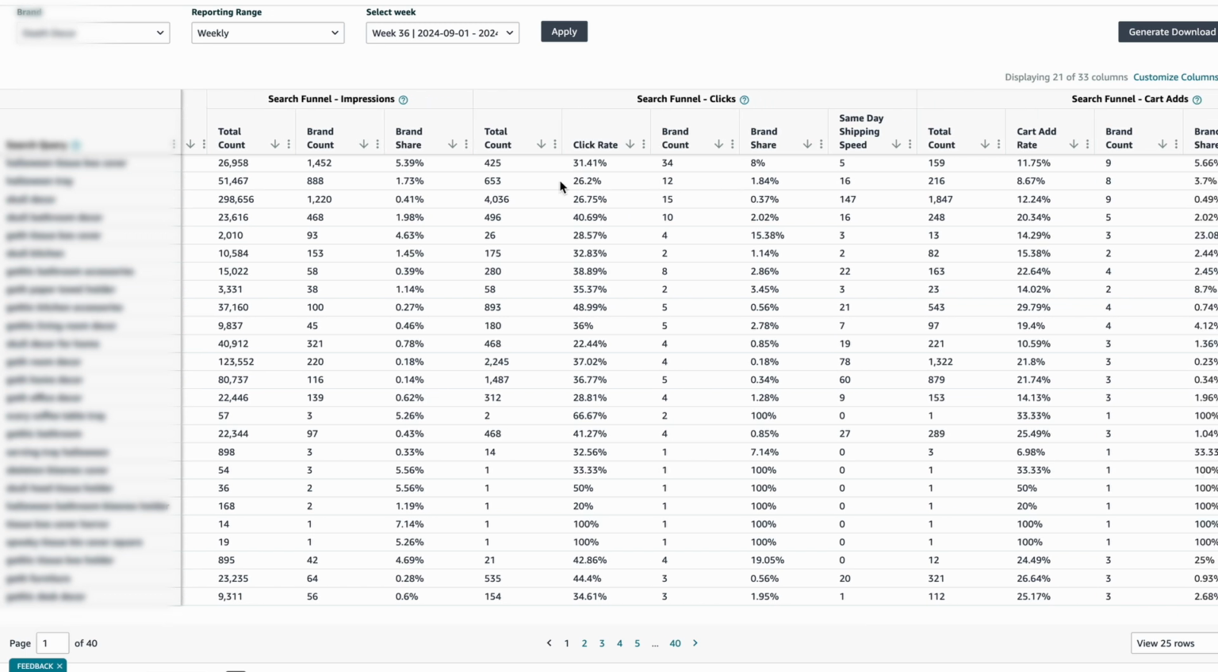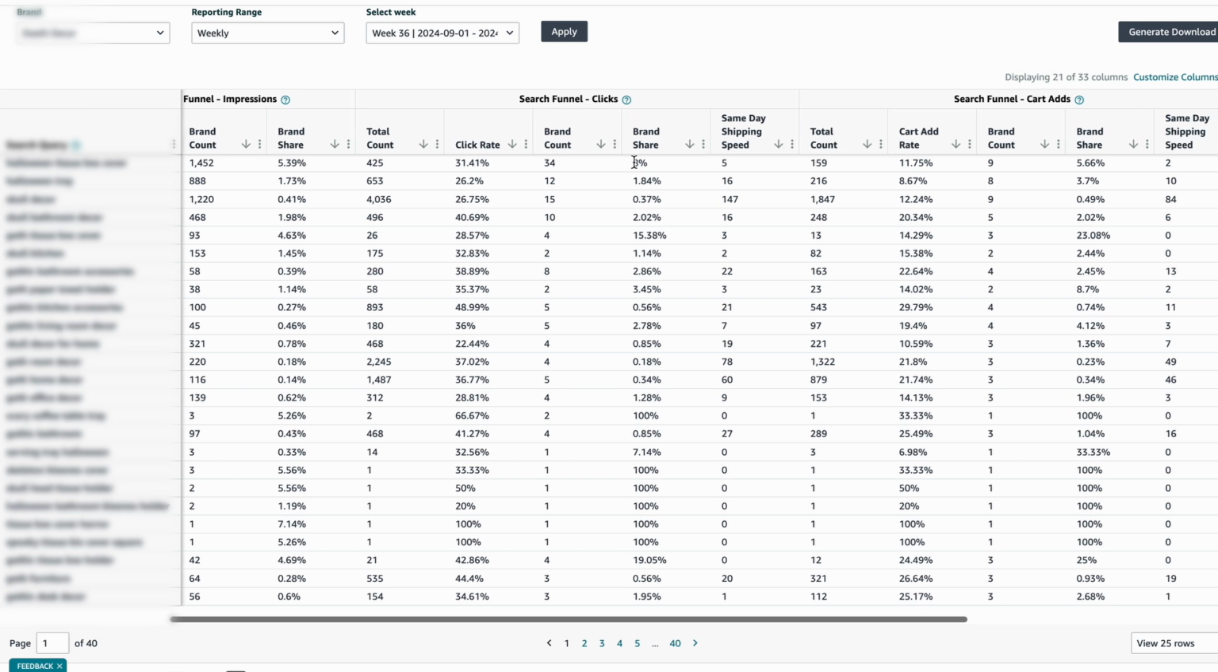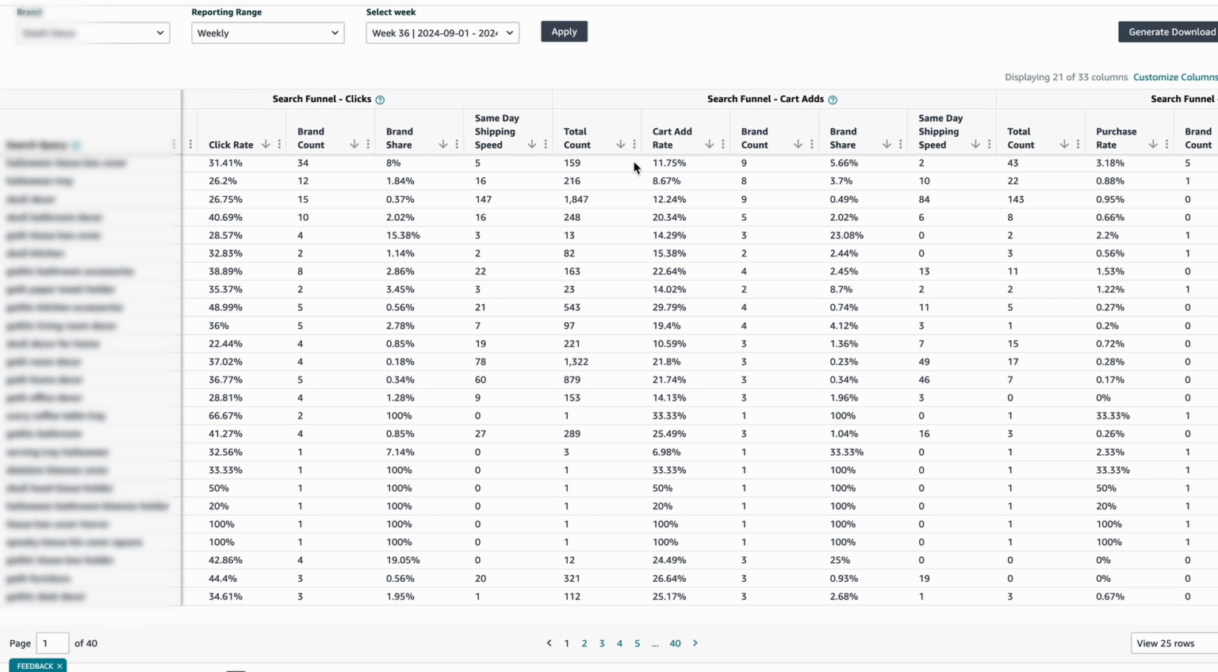In total, how many clicks happened on a particular search term? What is the click rate? And then how many clicks did your brand receive? And then what is your brand share in terms of CTR? And then I also have a metric for add to carts. Remember, it is very important for us to understand the differences between a micro conversion and macro conversion. If somebody has added your product to the cart, it is definitely going to send a positive signal to Amazon.